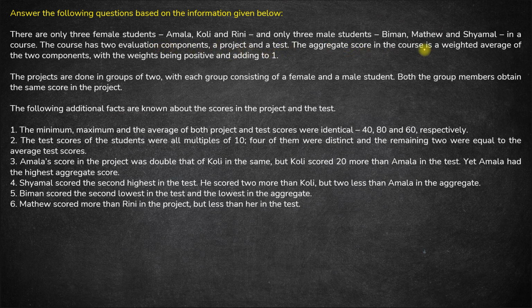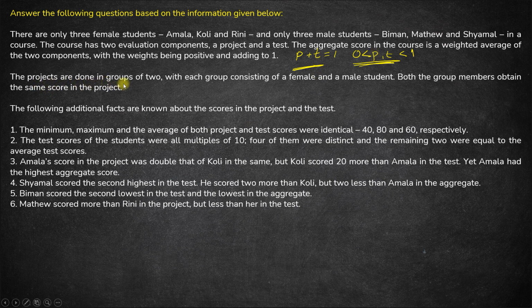The course has 2 evaluation components, a project and a test. The aggregate score in the course is the weighted average of these 2 components with the weights being positive and adding to 1. So the project will have some weight, let's say P, and the test will have some weight, let's say T. So P plus T should be equal to 1, and both P and T are greater than 0. So basically both P and T will be less than 1 but greater than 0. Okay, so there will be some number between 0 and 1.